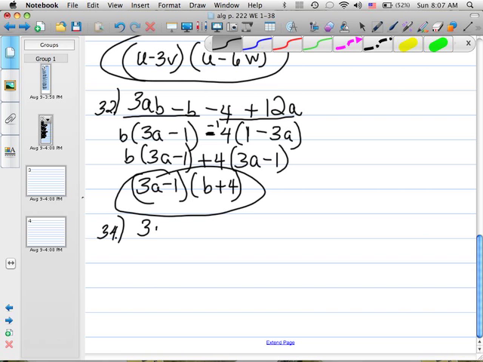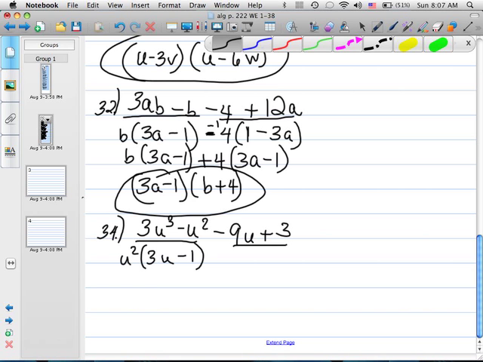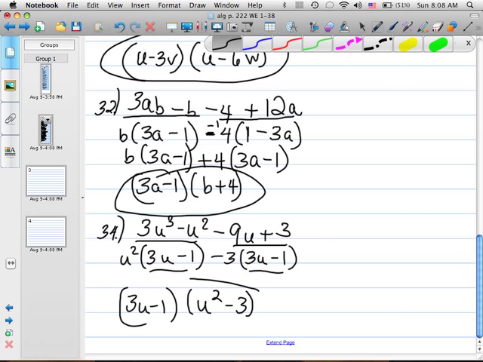34. We have 3u cubed minus u squared minus 9u plus 3. Grouping, grouping. Take out u squared, and you have 3u minus 1. Signs are opposites, positive, negative, negative, positive. Take out a negative 3, and you have 3u minus 1. And you can check that's negative 9u plus 3. So they are the same. So 3u minus 1 times u squared. First use with u squared, then minus 3.